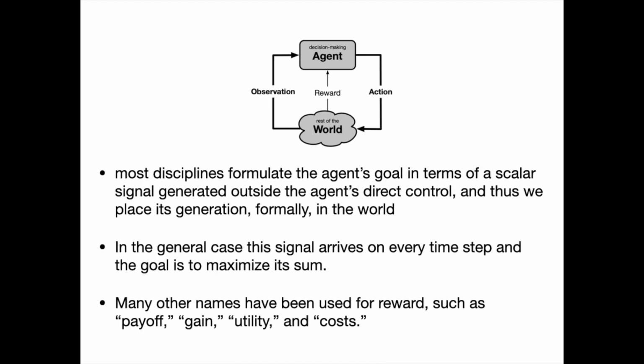Most disciplines formulate the agent's goal in terms of a scalar signal generated outside the agent's direct control, and thus we place its generation, formally, in the world. In the general case, this signal arrives on every time step and the goal is to maximize its sum. Many other names have been used for reward, such as payoff, gain, utility, and costs.